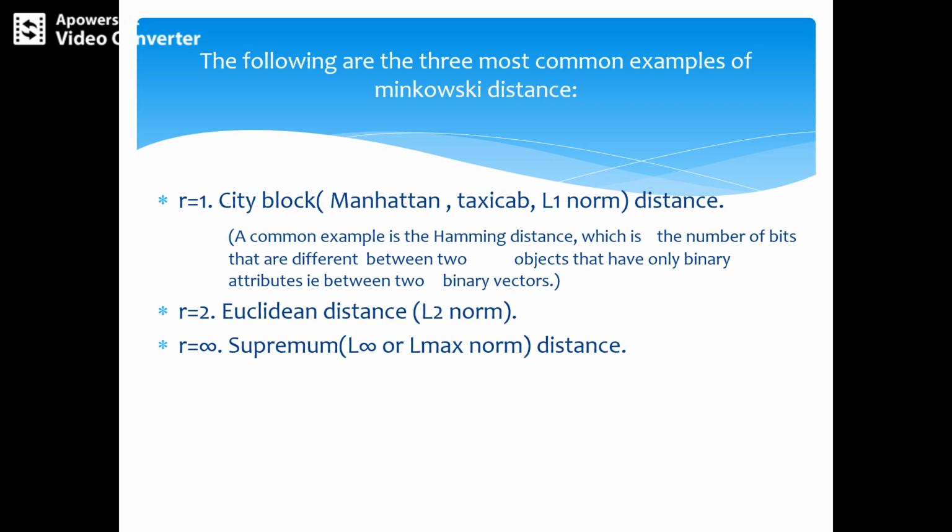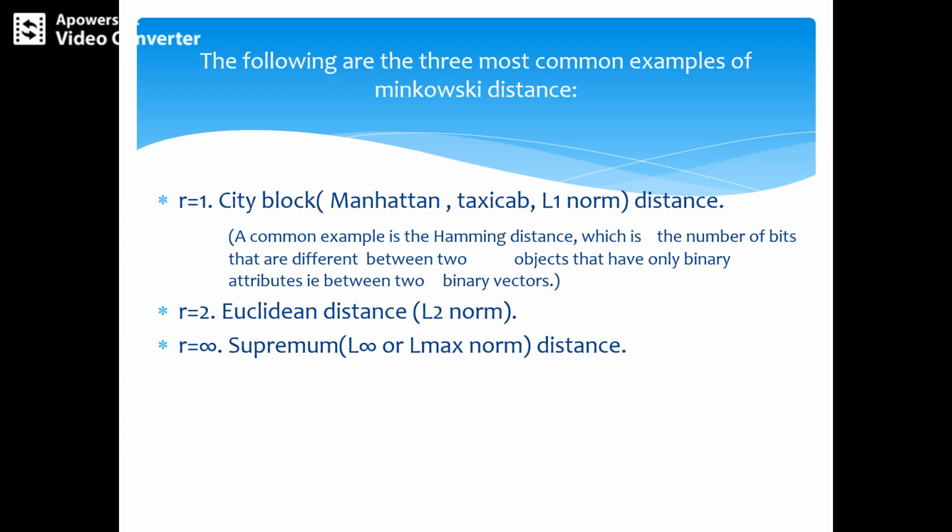When r equals 1, we call it city block distance. Other names for this r equal to 1 parameter are Manhattan, taxi cab, or L1 norm. A common example is the Hamming distance, which is the number of bits that are different between two objects that have only binary attributes, that is, between two binary vectors.